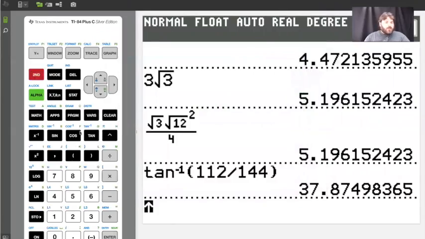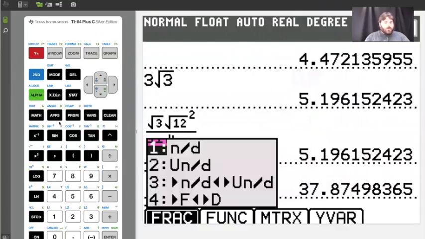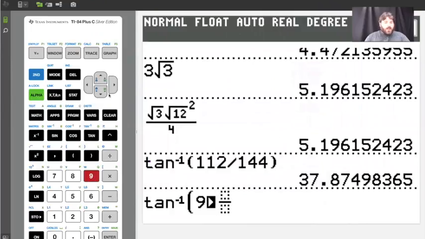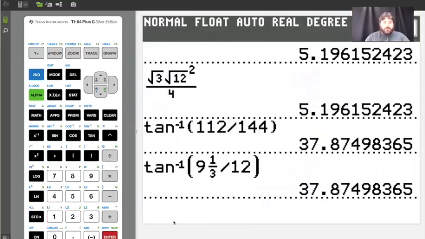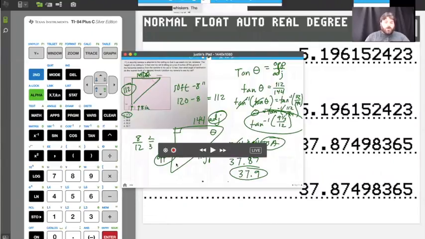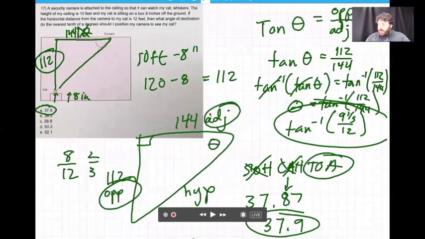If I do tan inverse of, remember how to do the fraction, alpha y equals, and actually number 2 is a mixed fraction. So I can do 9 and 1/3. That's what would be left if I took away 2/3, because that's what 8 inches is. Divided by 12, you still get the same thing. Okay. Make sure you're in degree mode, otherwise that won't be in degrees, it'll be in radians.